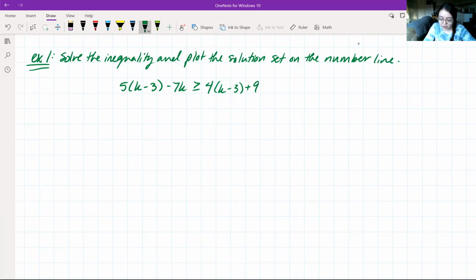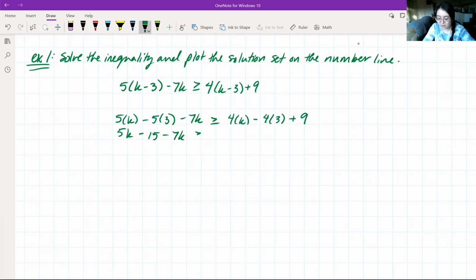So we want to distribute our 5 in this case. So we're going to have 5 times k minus 5 times 3 minus 7k. And we're saying that this is greater than or equal to 4 times k, using our distributive property, minus 4 times 3, plus 9. And I want to simplify a bit. So 5 times k is just going to be 5k. 5 times 3 is going to be 15. Minus 7k is greater than or equal to 4 times k is 4k, minus 4 times 3, which is 12, plus 9.